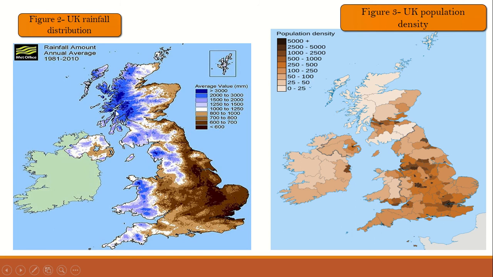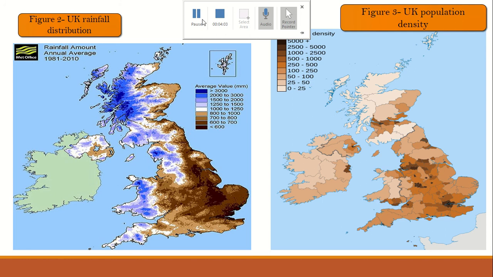However, in contrast, up in the north of Scotland, we've got areas with over 3,000 millimetres of rain on average. Over this side, we've got an area that has a very low population density. So then maybe that area would have a water surplus.